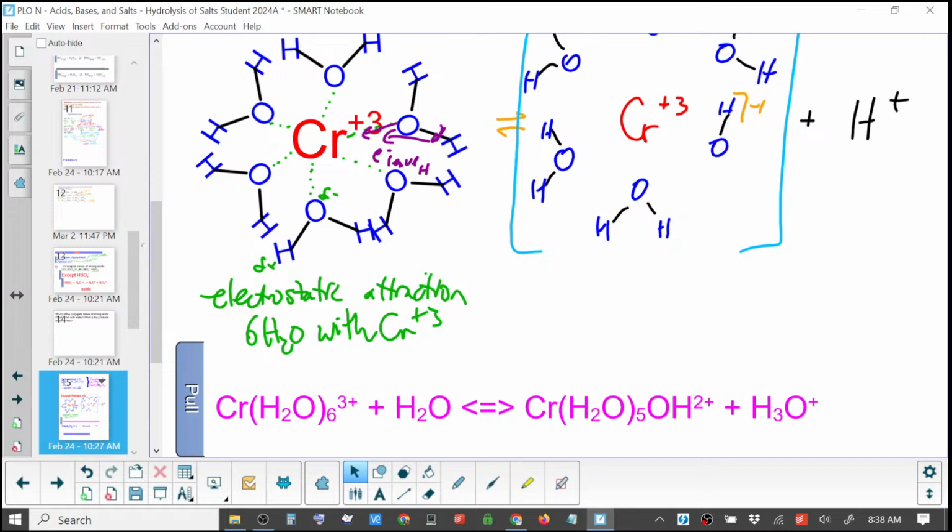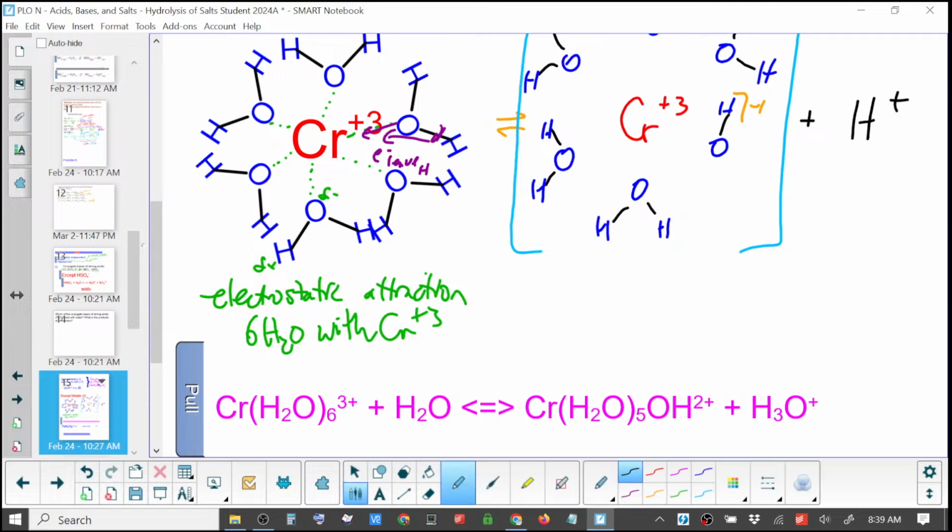Wait, so it stays like hexaquachromium? I'm not even sure I can name it. Well, it's an equilibrium. It'll go back and forth. So this will pop off and come to here. It gets a hydrogen, but also if there's a lot of hydrogen around, it'll pop back on and go back there. But you said you can't do it twice.